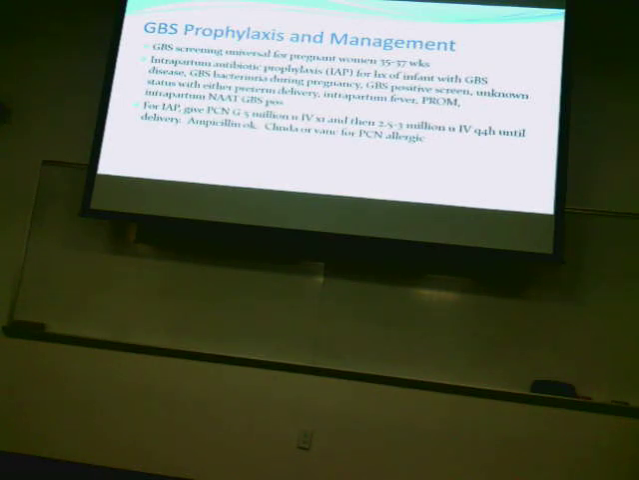So as far as the prophylaxis, our ideal treatment is going to be penicillin G 5 million units IV one time. And then you're going to give 2.5 to 3 million units IV every 4 hours until delivery.